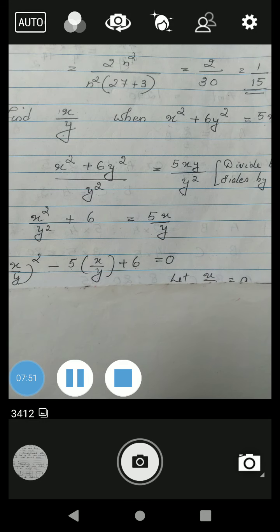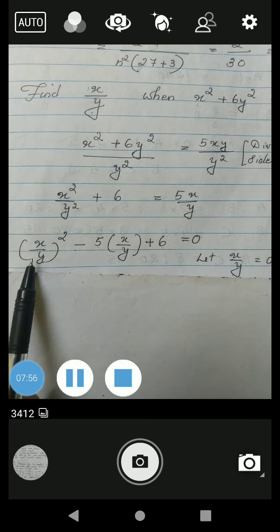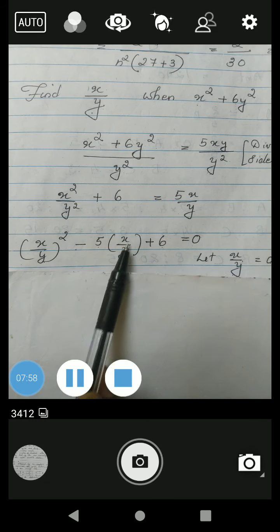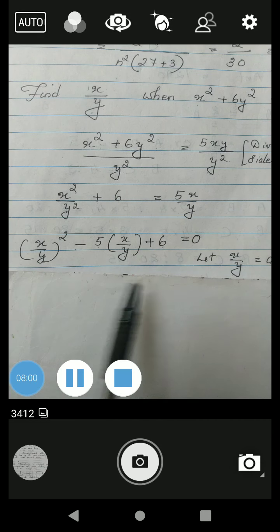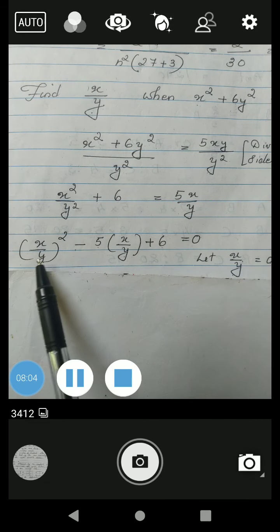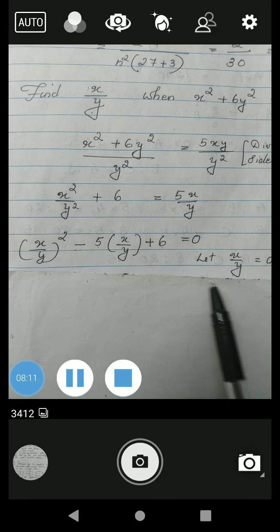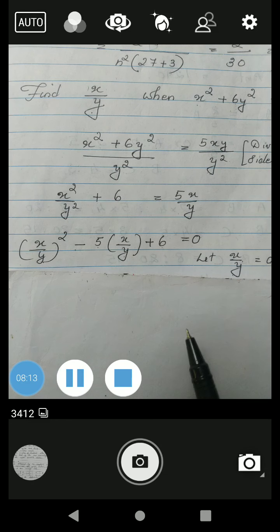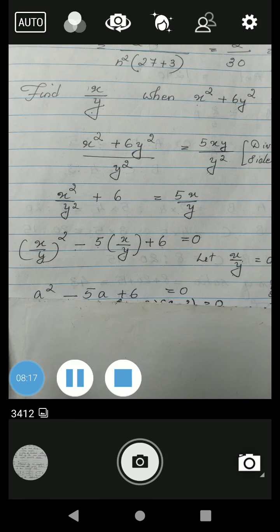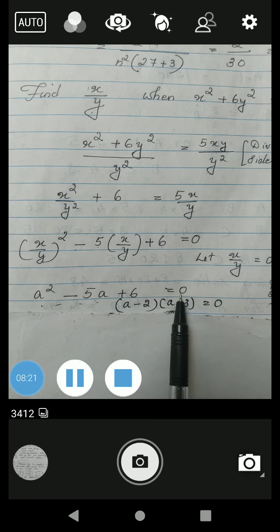Now we can arrange it properly. X by y the whole square minus 5 into x by y plus 6 is equal to 0. You can see one quadratic equation in x by y. The variable is x by y. So let's assume that x by y is equal to a. So this becomes a square minus 5a plus 6 is equal to 0.